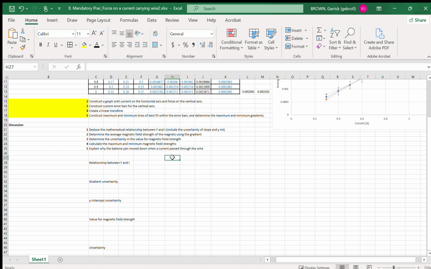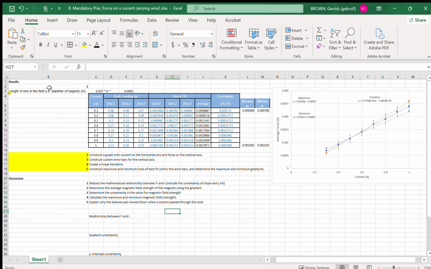Okay, so I've set this up. I didn't have this before. So deleting. Okay. The length of the wire was actually something that we measured during the experiment, and this is in meters. This is going to be important later.